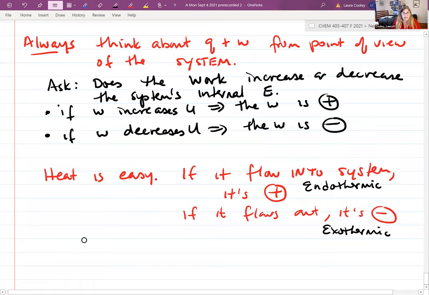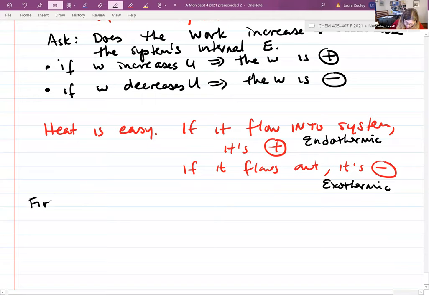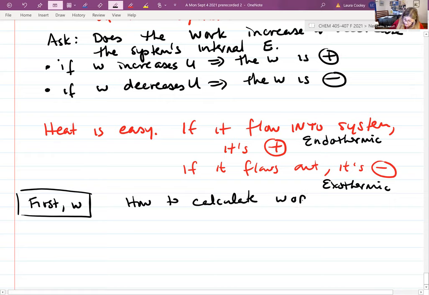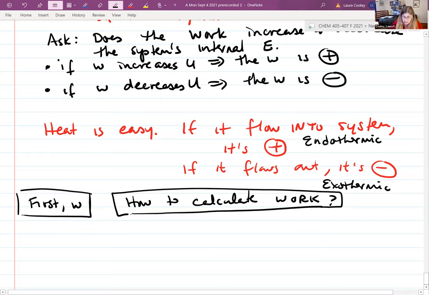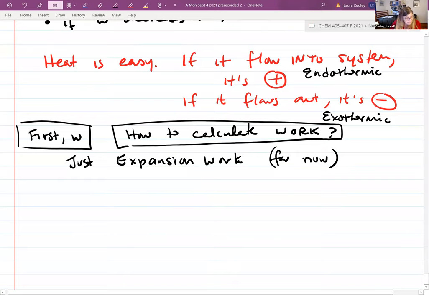Okay, so now let's think about how to calculate Q and W. But first, I'd like to attack the work. First, W. How to calculate it. And really in this part of the course, the only kind of work that we think about is expansion work. We will talk about other kinds of work later. So just expansion work for now and for quite a long time in this course.